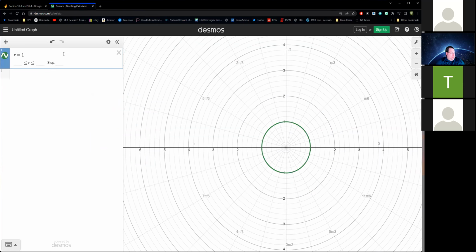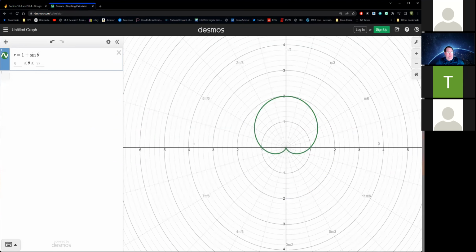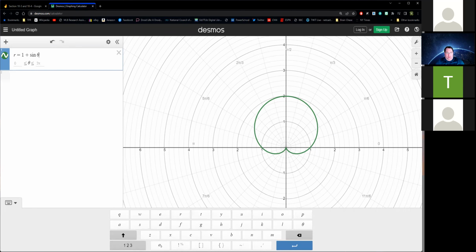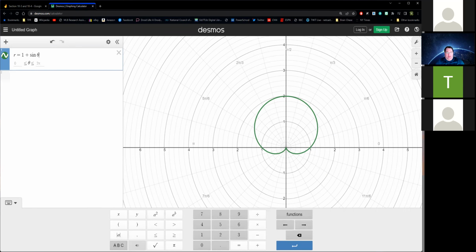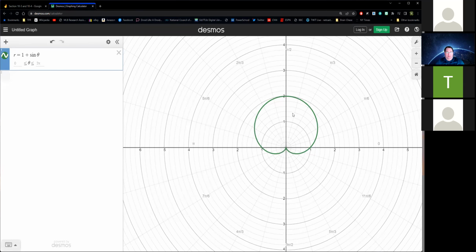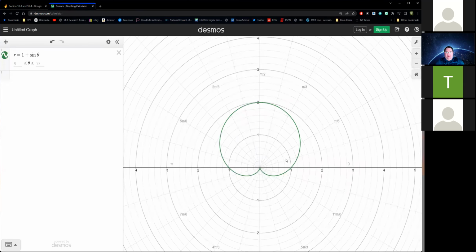So r equals 1 plus sine theta. You can type in theta and it'll switch it to that. Or if you look down here, it is right there. If you click on the calculator screen, the ABC, theta is right there. So you can just use that button as well. All right, this graph right here.